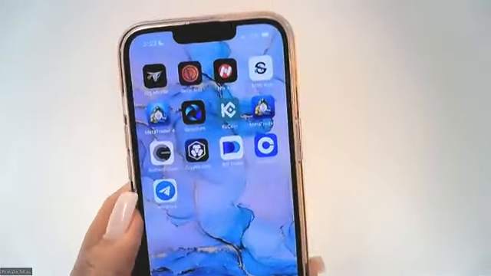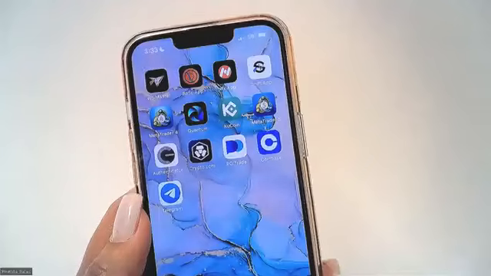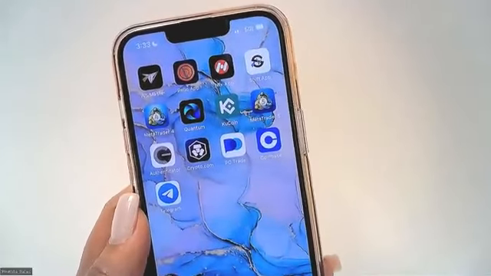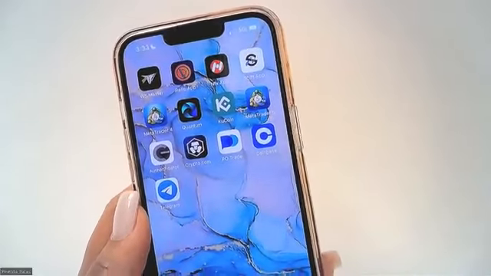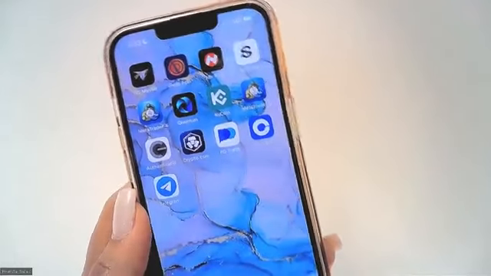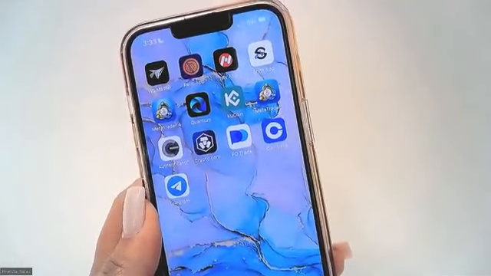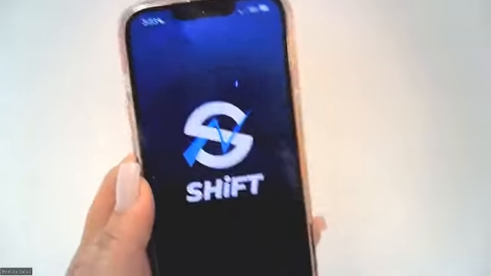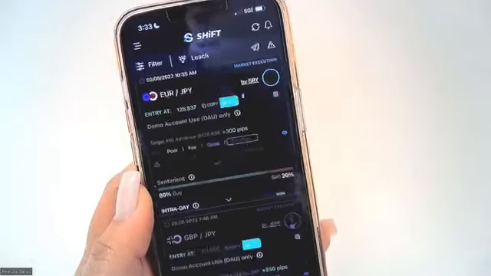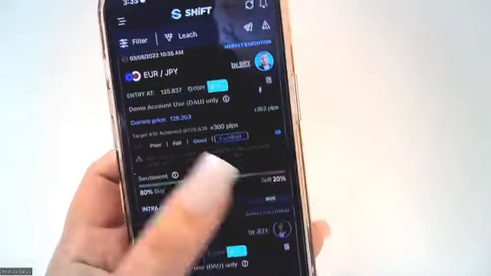So what I'm going to do now is I'm actually going to show you what it looks like and how easy it is to take a trade idea from Shift and input it into MetaTrader 4. So when you get that trade idea, it's going to be like a text, like a notification. And when you tap on the notification, it's going to open up your Shift app. So once it's open, you're going to look at the trade idea.